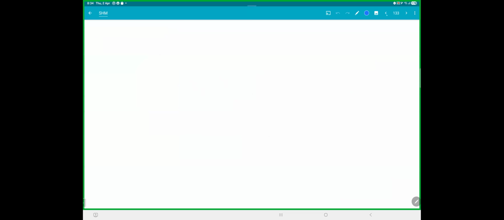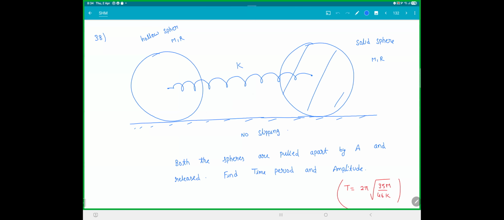Okay, let's see. So the problem here is what? One is a hollow sphere, one is a solid sphere, and you pull them apart by A. So let the elongation in the spring be X. The issue is both will have different frictions, both will have different accelerations. So we have no idea how it goes.